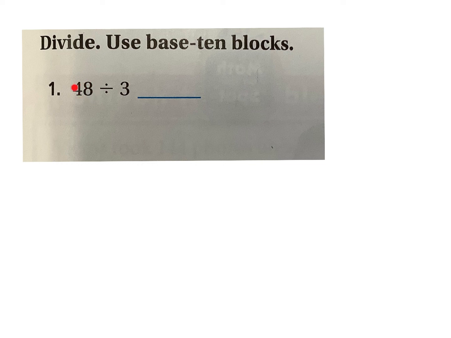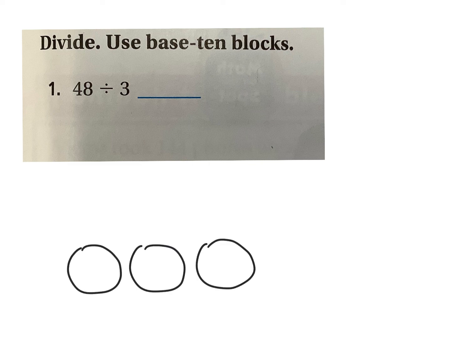So we start off with 48 divided by 3. This is 48 being divided into 3 equal pieces. So visually, I'm going to have 3 equal circles, and I am going to use 48 for my base 10 blocks. I'm going to use 4 10s, 4 rods, and 8 ones. So there I have 4 10s and 8 ones to make 48.